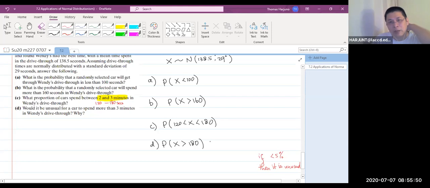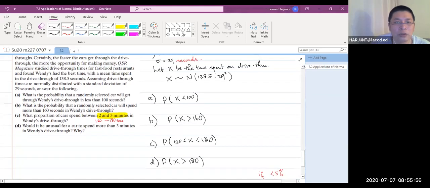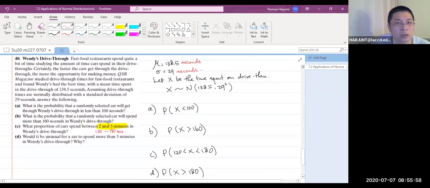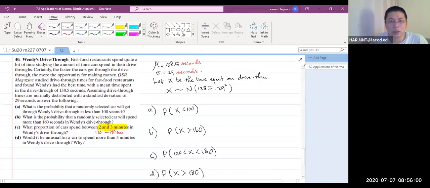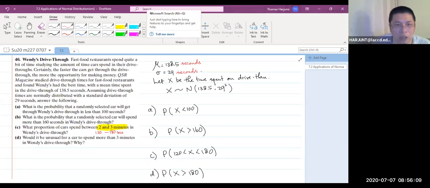Now let me ask you to do this problem together with your break. This should take you less than 5 minutes, because I wrote the probability notation for you already. You just need to do the calculator notation and of course get the answers, right? Together with your break, we will come back at 9:10.